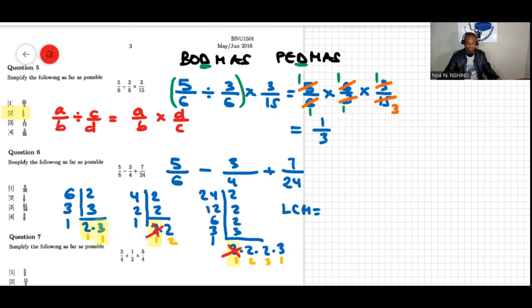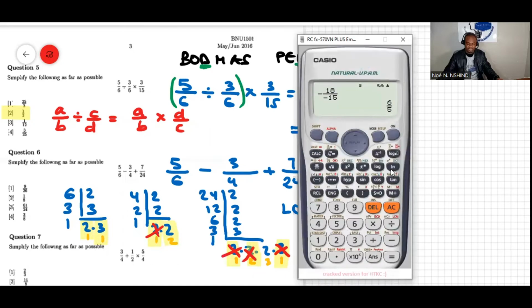Now, if I take the first 3 here, is there any first 3? Yes, it is also there, so I cannot take it again. But I must take the third 2, because the second 2 is there, so I cannot take that one. And so the LCM will be 2 times 3 times 2 times 2. If you use a calculator, you do 2 times 3 times 2 times 2.